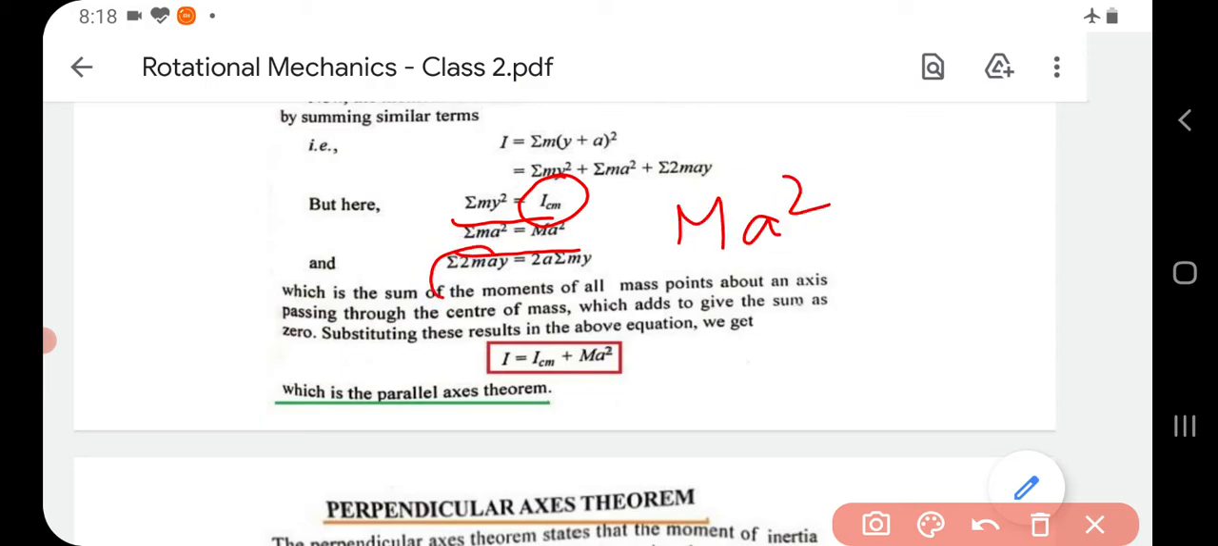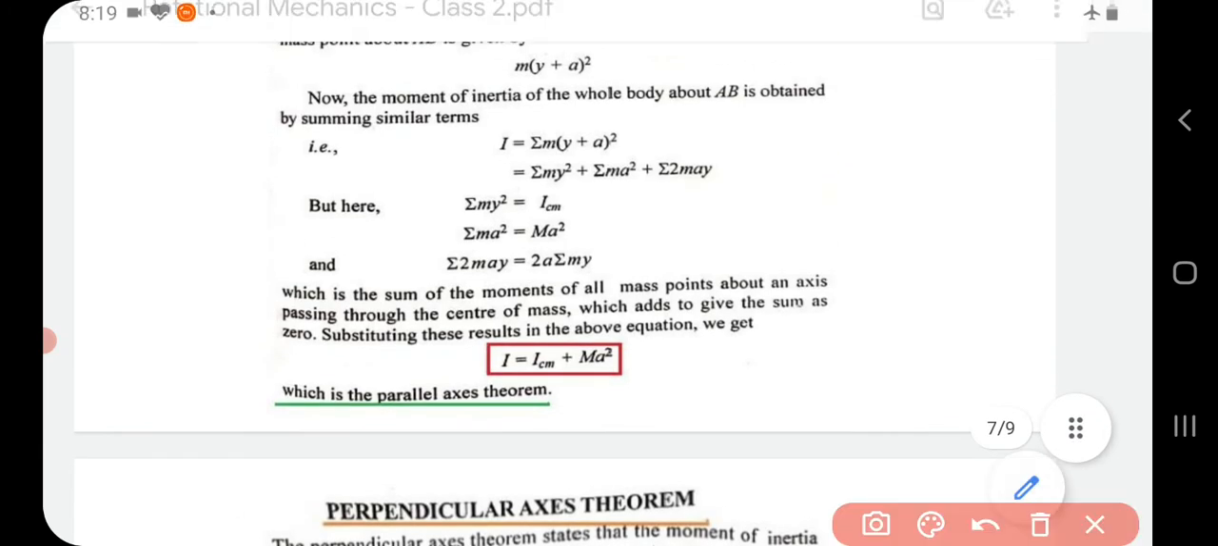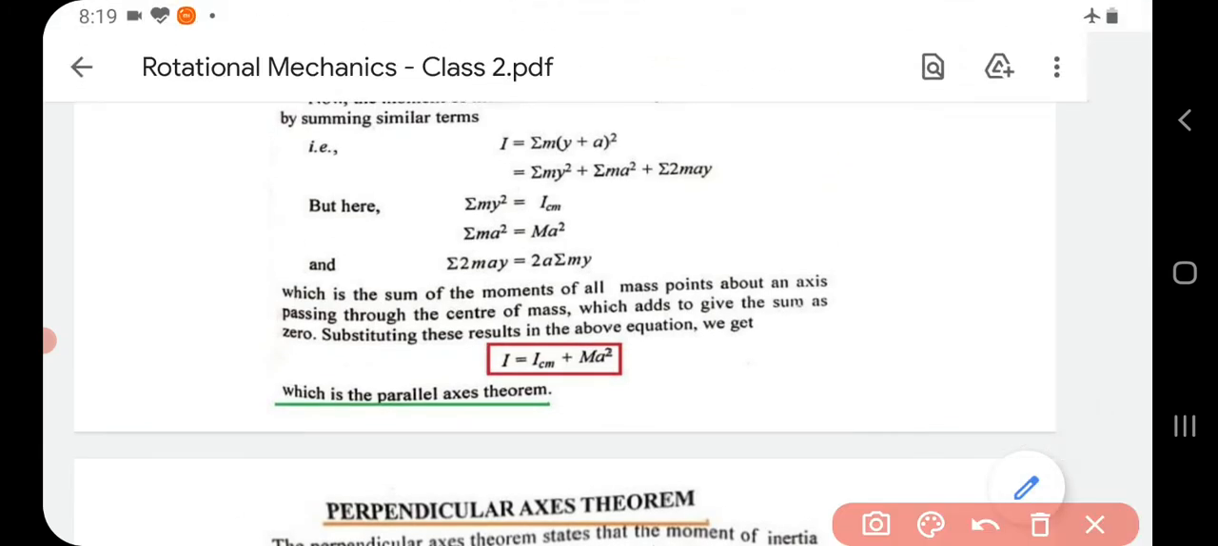Now this one, 2 is a constant, a is also a constant, take it outside, rest is kept as such. Now which is the sum of moment of all point masses about an axis passing through the center of mass? This will add to give you the sum as 0. So we substitute all these results in the above equation, and we will reach the final expression for parallel axis theorem, I equal to I_CM plus M a square.